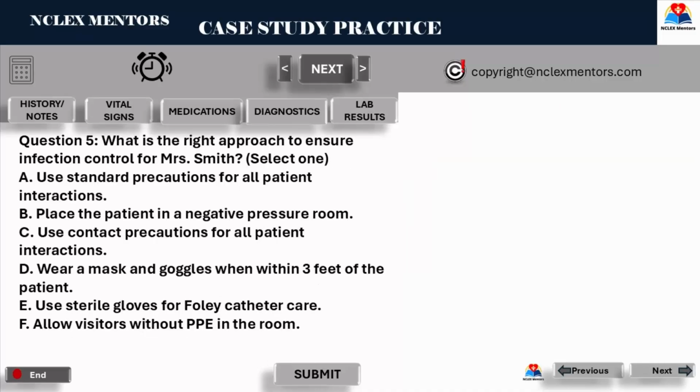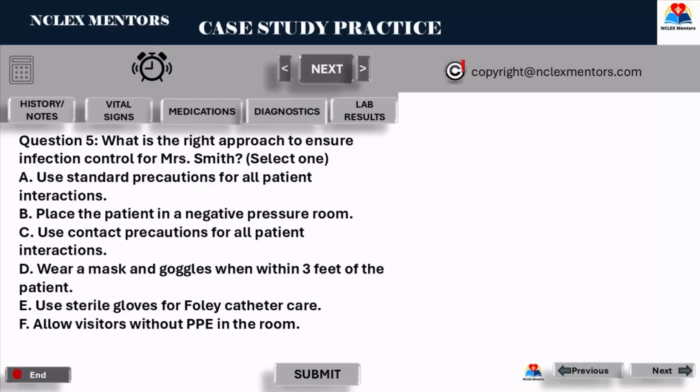Question 5. What is the right approach to ensure infection control for Mrs. Smith? The first option is use standard precautions for all patient interactions. The second option is place the patient in a negative pressure room. The third option is use contact precautions for all patient interactions. The fourth option is wear a mask and goggles when within 3 feet of the patient.